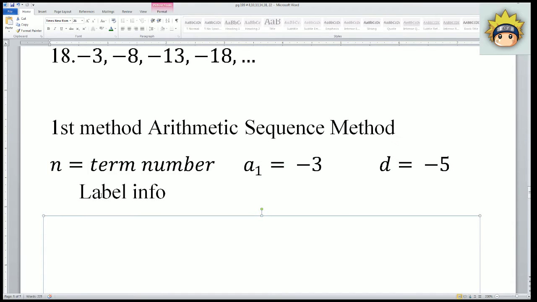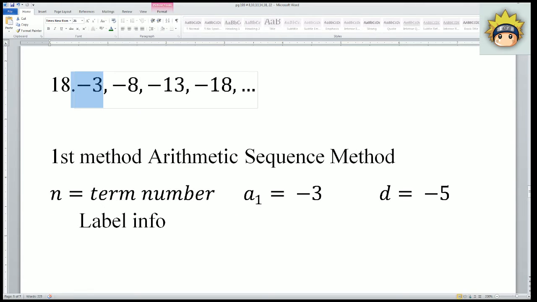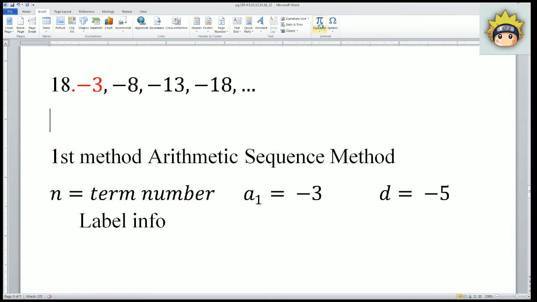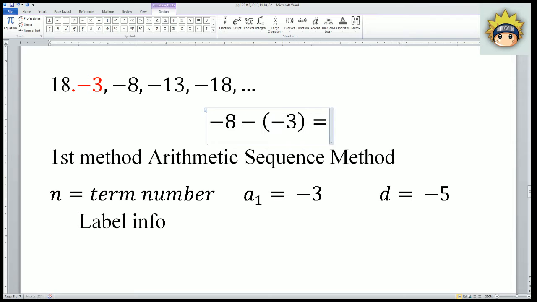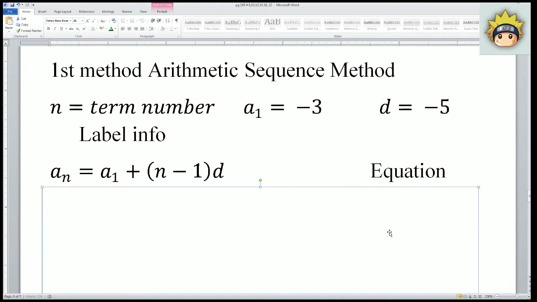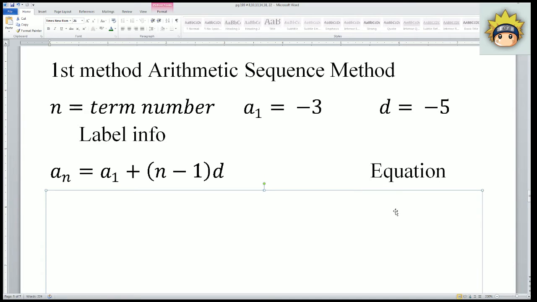I just labeled some information here. n is your term number, a1 is your first term. Our first term is -3. The common difference here is -5. How am I getting that -5? -8 minus -3. I can even write that out here. Let me show you. -8 minus -3 is equal to -5.